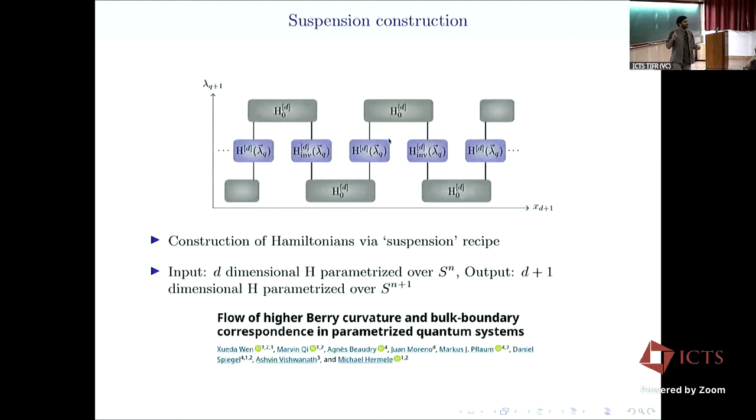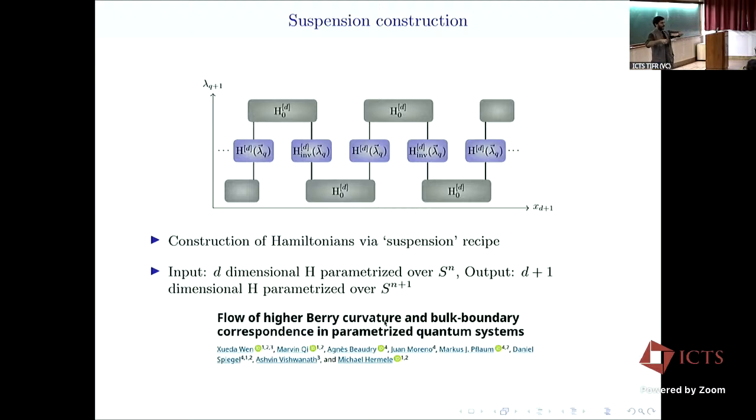Anyway, so not only did Kitaev make this conjecture, but he also gave a recipe to construct, given a Hamiltonian family in D dimensions, which these authors have labeled the suspension construction, based on some math result, of how to construct higher dimensional models. And the result, in words, is quite straightforward.